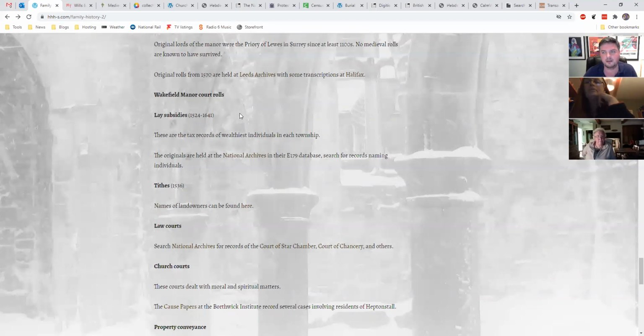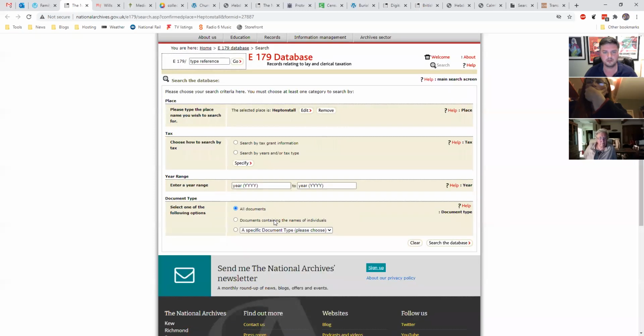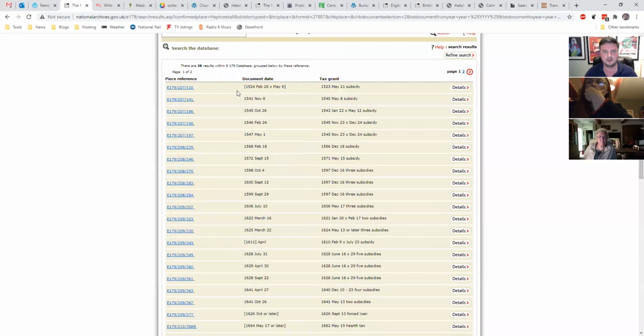They're interesting. Although they only name individuals, they're interesting when taken as a series, because you can generally assume a continuity of a name or surname, and the amounts they owe generally represent a series of inheritances. And again, these are found in the E179 database at the National Archives here. So you can search for documents naming individuals, and then bang, there's a big long list of them.